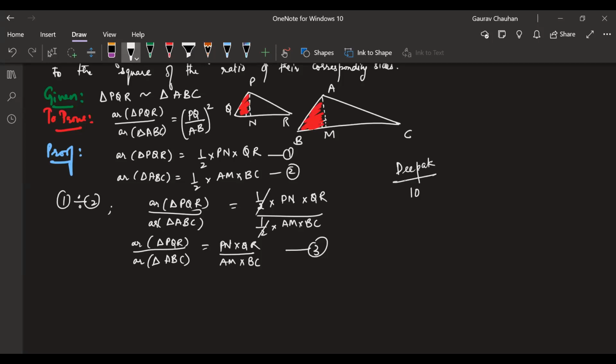Fantastic, Deepak. I'm giving you 10 points here because you were the first one to respond along these lines. Perfect thought. So can we go ahead in that direction? Do you have any method by which we can show triangle PQN and triangle ABM are similar? I love the way you thought here. Very, very good, Deepak.